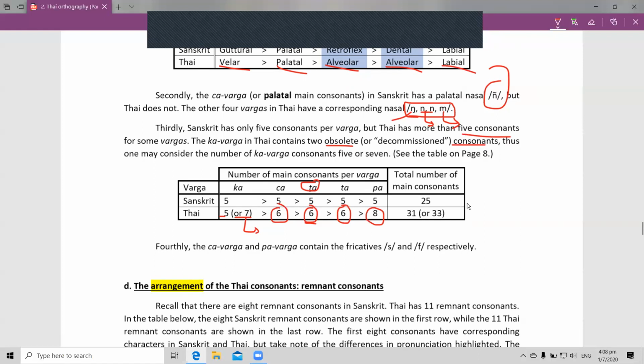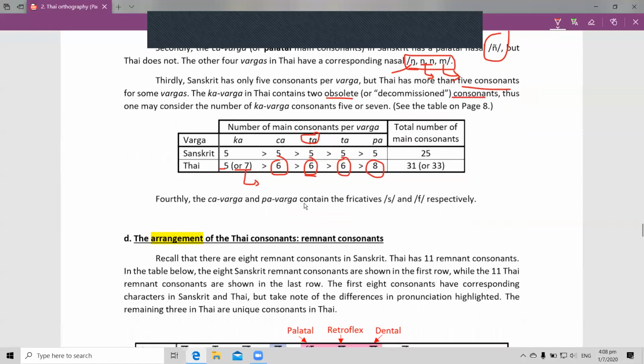Okay. Lastly, the ca-varga and the pa-varga contain fricatives. So the ca-varga contains an S sound, saw, right? The pa-varga contains the f sound. All right.